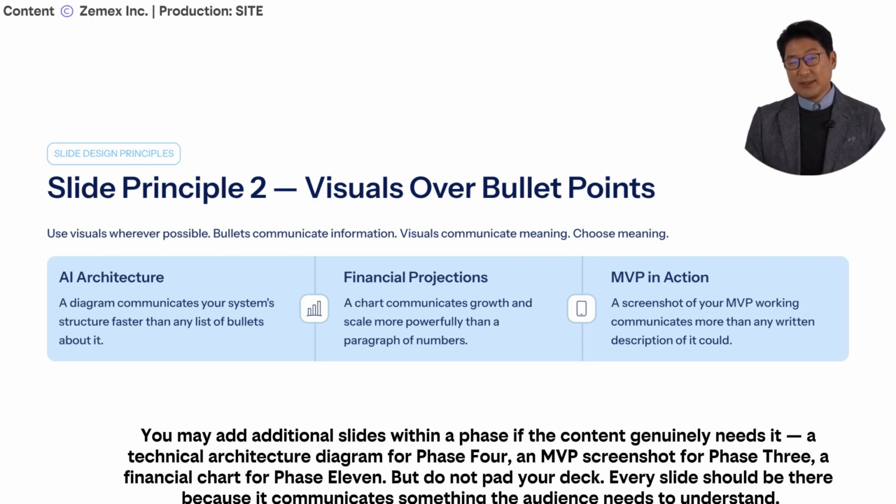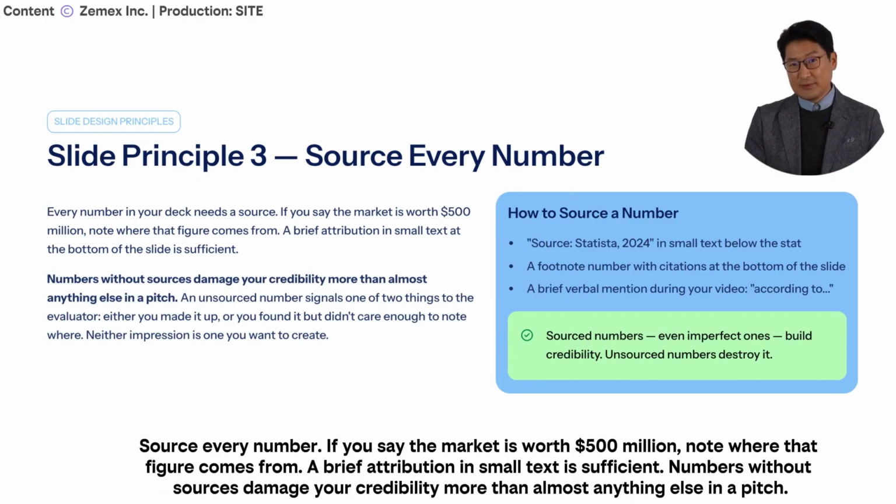Every slide should be there because it communicates something the audience needs to understand. Source every number. If you say the market is worth $1 million, note where that figure comes from. A brief attribution in small text is sufficient. Numbers without sources damage your credibility more than almost anything else in a pitch.